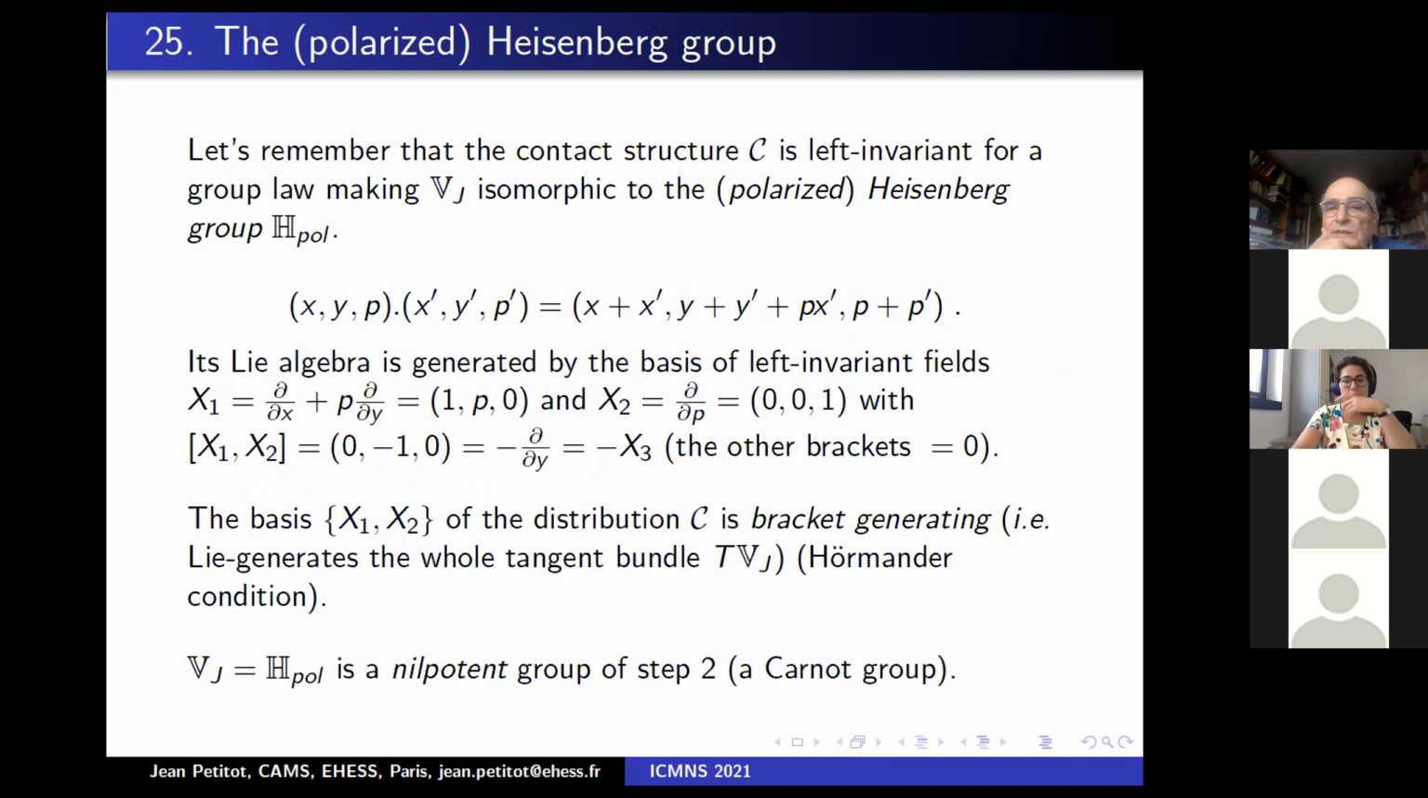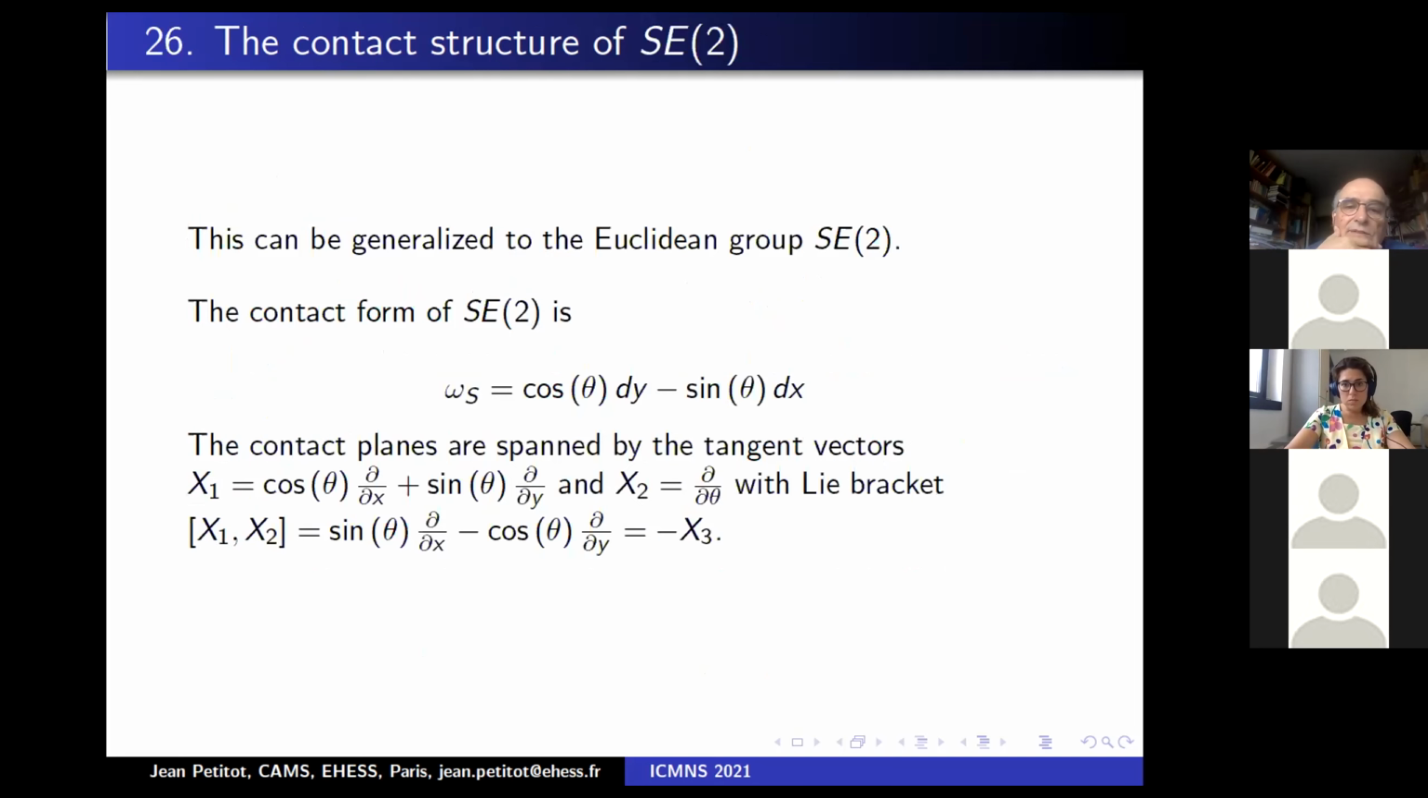Now, let's remember that the contact structure is left invariant for a group law, making VG isomorphic to the polarized Heisenberg group with its well-known Lie algebra. VG is a nilpotent group of step 2, a Carnot group, and you can generalize to the Euclidean group SE2. The contact form of SE2 is cosine theta dy minus sine theta dx. The contact planes are spanned by the tangent vectors X1 equal cosine theta dx plus sine theta dy, and X2 equal d theta, with Lie bracket sine theta dx minus cosine theta dy. It is essentially the red vector.